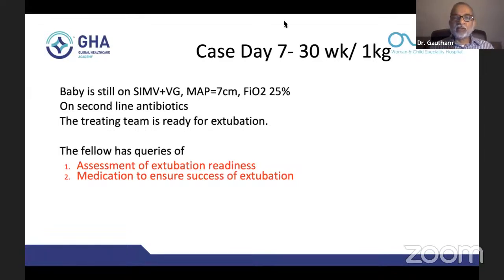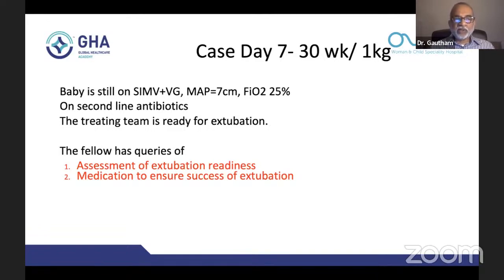Supreet is asking a very good question about spontaneous breathing trial. There is a nice article by Walish and colleagues from Montreal. Dr. Santana Guillerme is a senior author on that. I encourage you to read that. It's a systematic review. Unfortunately, spontaneous breathing trials in neonates have not been shown to be a good predictor of extubation success.